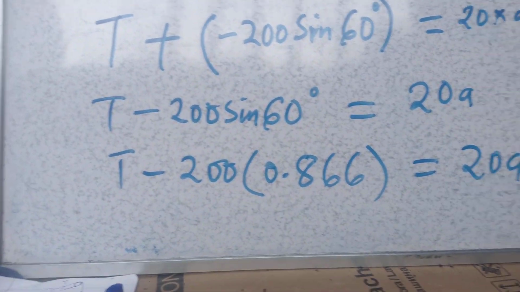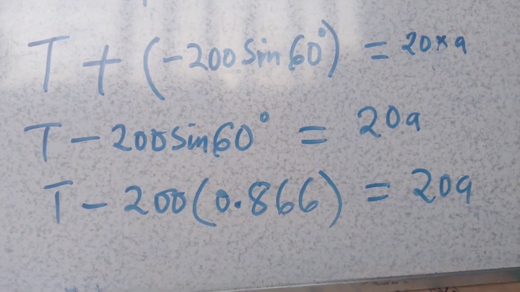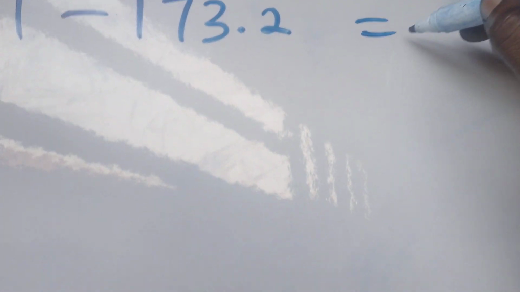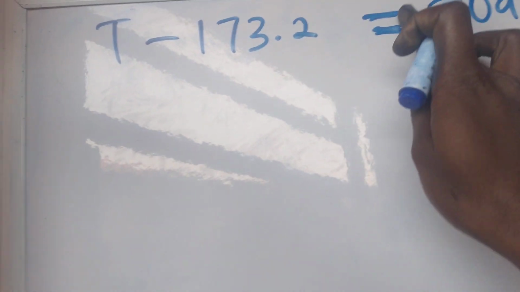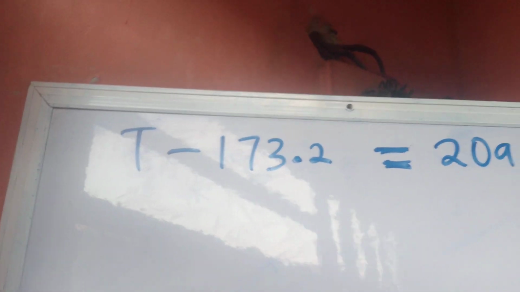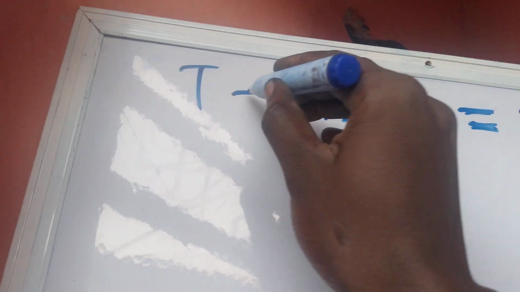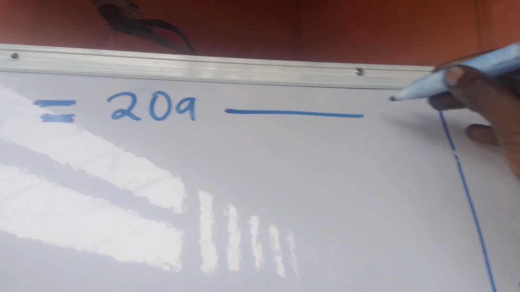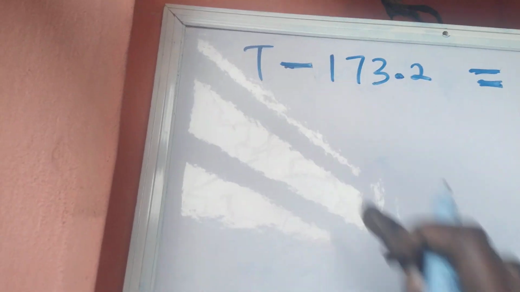equals 20A. So 200 times 0.866, what will it give me? That will be 173.2. That is T minus 173.2 is equal to 20A. Okay, T minus 173.2 equals 20A, which I can call equation 2.